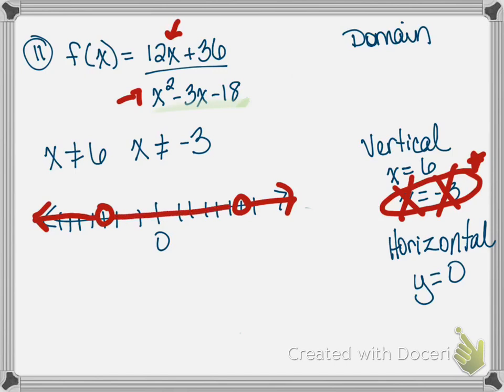And so the correct answer to your domain is -infinity to -3 union -3 to 6 and 6 to infinity. Okay? So that's our domain, that's our vertical asymptote, and our horizontal asymptote. So let's look at the next one.